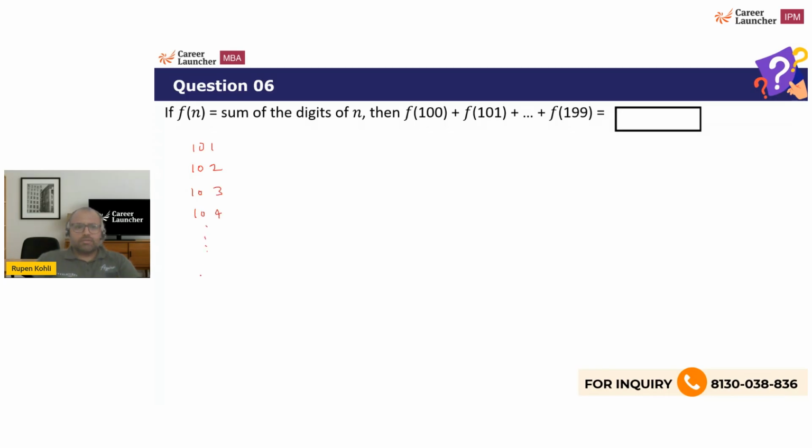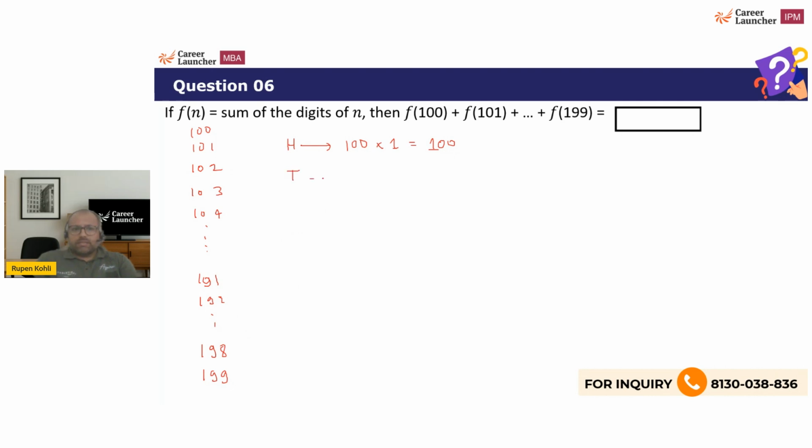So dot dot dot, 190, 191, 192, dot dot dot, 198, 199, right? Hundreds place, all of them are 1. 100 times 1 is 100. The summation of all the hundreds place values is simply 1 repeated 100 times, so that will be 100. These are 100 numbers starting from 100 up to 199.